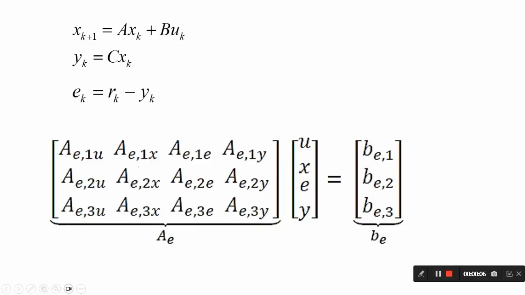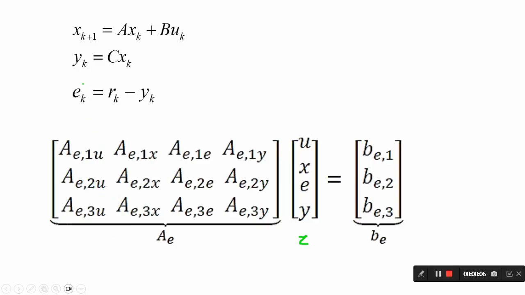Of course, the matrix AE is being multiplied with Z, as you can see here. And we know that our Z vector contains U, X, E, and Y. And in this box, we will be filling up the elements of BE. Since there are 3 linear equality constraints, let us also divide this matrix AE into 3 rows, each of the rows corresponding to each of the linear equality constraints.